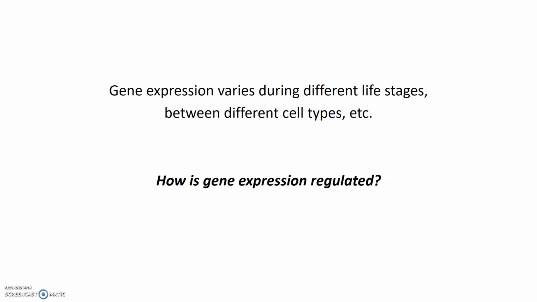And since every single cell contains the same genetic information, or all of the same genes, it's the expression, or which genes are transcribed and then translated into protein, that actually varies between cell types. So there has to be some type of regulation for which genes are expressed or turned on and which genes are silenced and turned off between different cells as well as in different life stages. I'm going to talk a little bit now about how gene expression is regulated at the level of DNA structure as well as at the level of transcription.